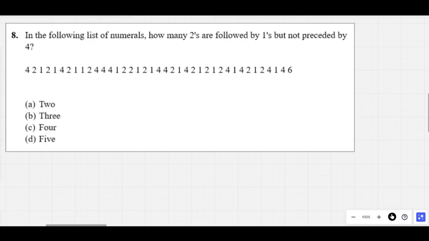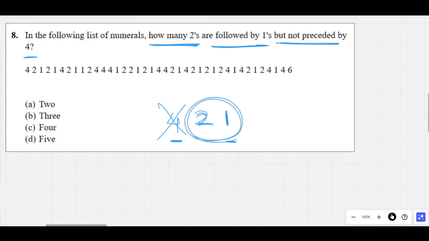Now what do we have to find first? How many 2's? We have to count the number of 2's which are followed by 1's. Followed is the second number, preceded is the previous number that we have established already, right? Followed by 1's but not preceded by 4. So before it should not be a 4. So we have to find 2 1s where there is no 4 before them.